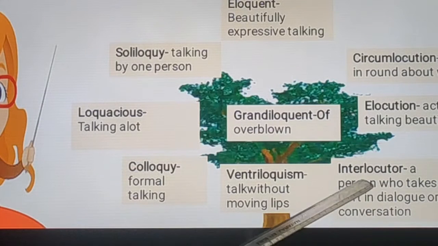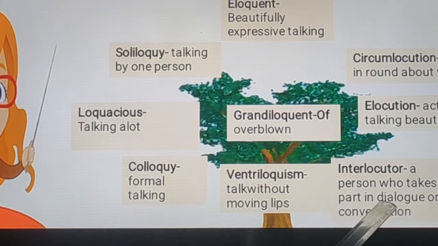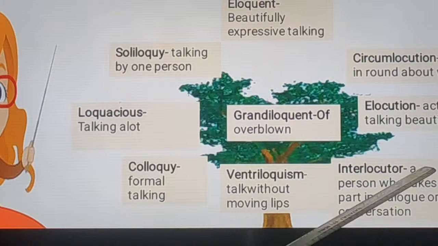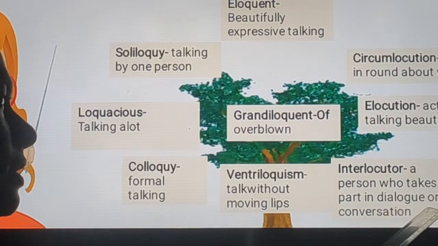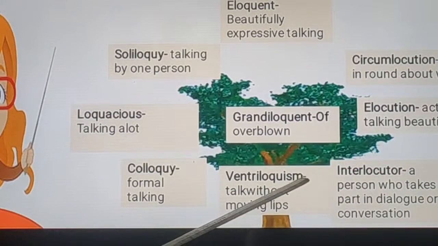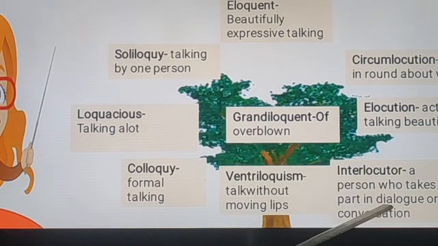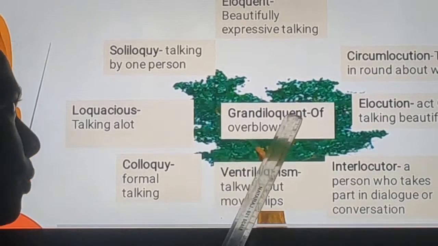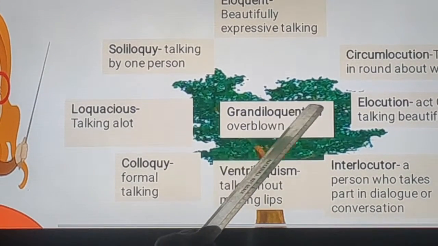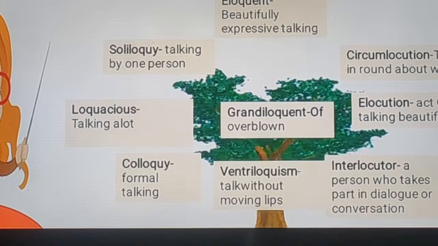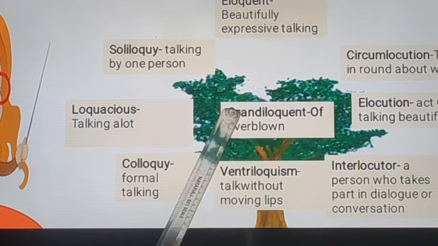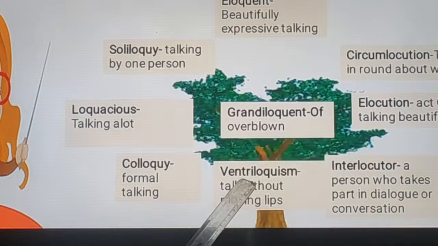Okay, now next one, interlocutor. Interlocutor means a person who takes part in dialogue or conversation. One person taking part in that dialogue or conversation. And next one, grandiloquent, which means overblown. Now next one, ventriloquism.